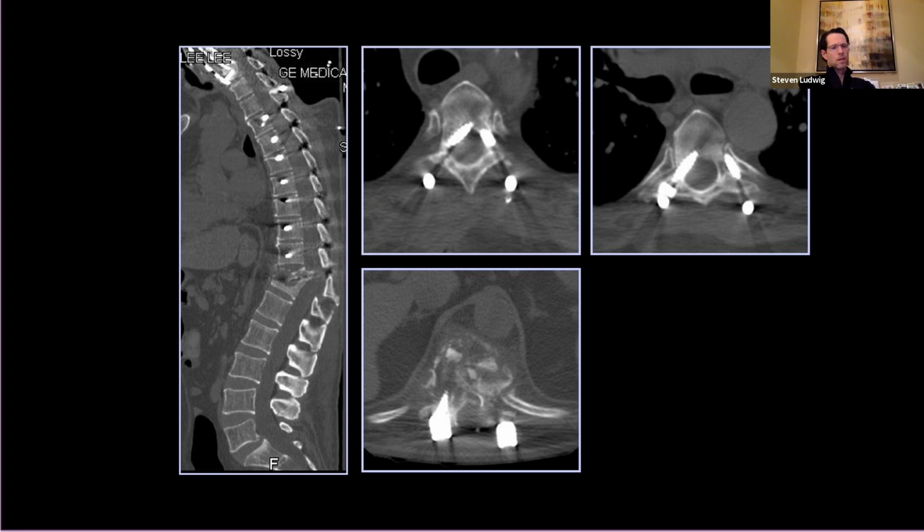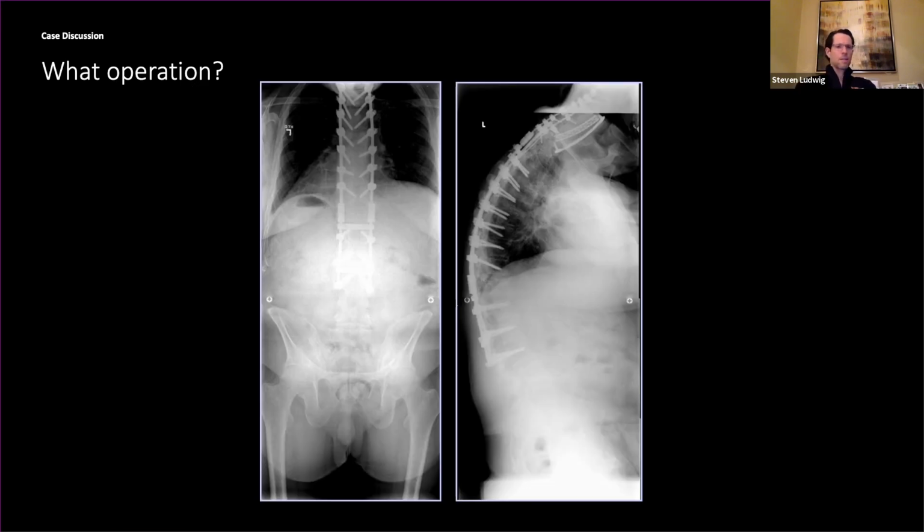Totally agree. So let me show you what we did, and then you guys can cast stones at this. I went in through the back, and I forgot who suggested this, but I did not take all his hardware out, right? That would be an even bigger operation. My goal for this guy was to keep it simple.